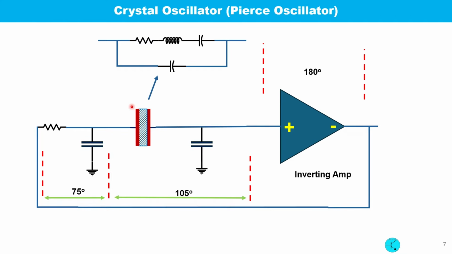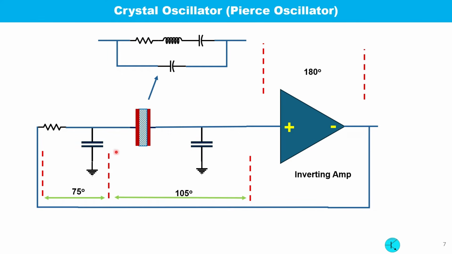One of the widely used oscillator is a Pierce oscillator. It consists of an inverting amplifier. There the phase difference between the input and output signal is 180 degrees. The frequency selective part consists of a crystal and two capacitors.